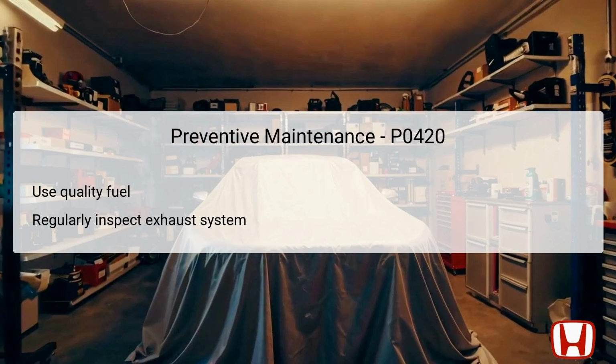Furthermore, regularly inspecting the exhaust system, including the catalytic converter and oxygen sensors, can help detect issues early before they trigger diagnostic trouble codes. Routine maintenance should involve checking for leaks, corrosion, and blockages. Performing regular engine tune-ups, changing air filters, and maintaining the fuel system can also optimize performance and prevent problems from emerging in the first place.